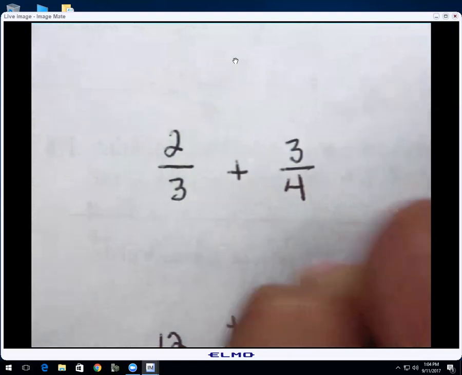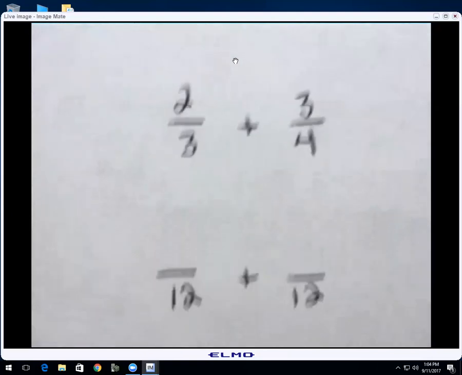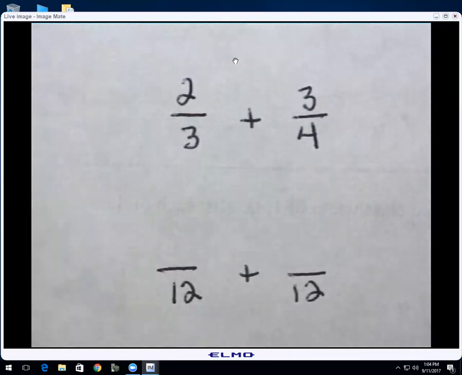All right? You're explaining how to add fractions to a fourth grader here. I found my common denominator. Now what? Multiply the 3 times 4 to get 12, so multiply the 2 times 4. Does that make sense to a fourth grader? Okay, I can handle that. Whatever you do to the denominator, you have to do the same thing to the numerator.